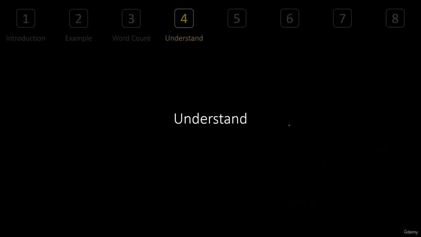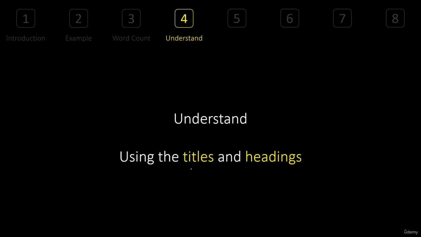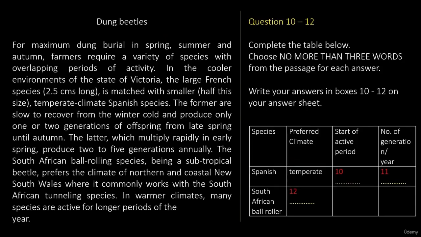Okay? Good. The second one is understand the table. What is the meaning of understand the table? You have to understand using titles and headings. Now, if you look here, we have a heading of the passage. Every time we will have some heading, which is dung beetle. Dung beetle is a type of beetle. So they're going to talk all about beetles. If I was not giving you the title here, you'd be confused.